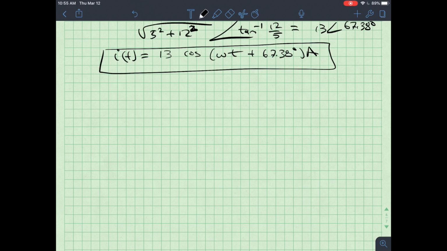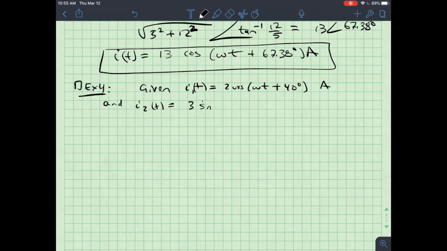So in example 4, I'm going to give you two sinusoids given I1 of t equals 2 cosine of omega t plus 40 degrees amps, and I2 of t, which is equal to 3 sine of omega t minus 15 degrees amps. Let's make sure that's clearly a degree and not a 0, 15 degrees. I want you to find their sum using phasors.